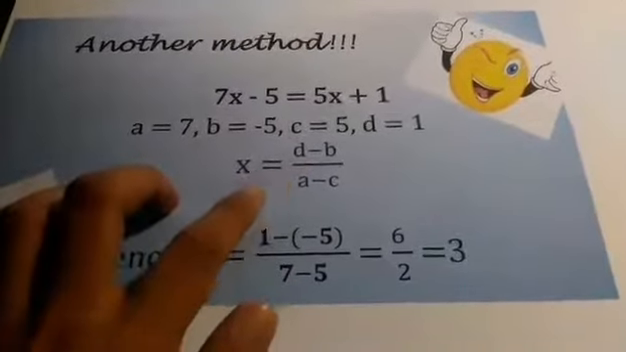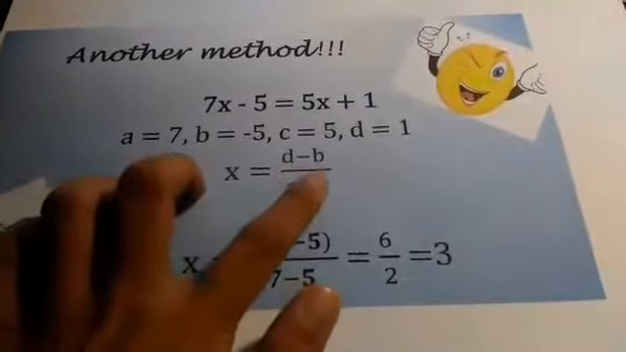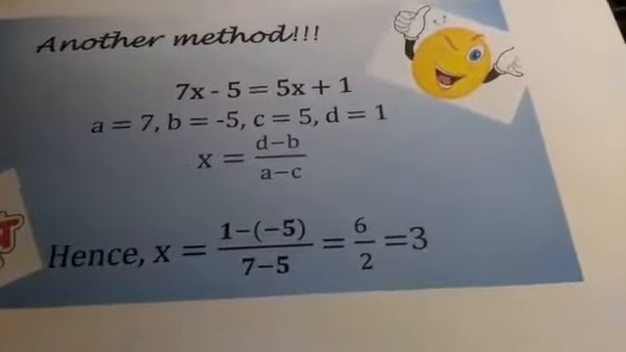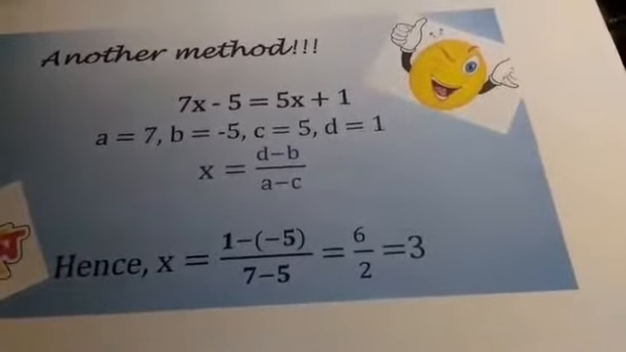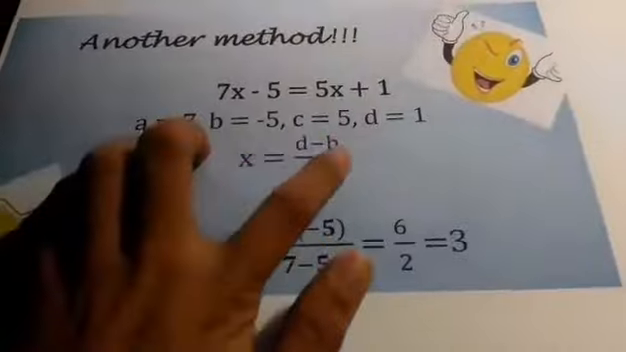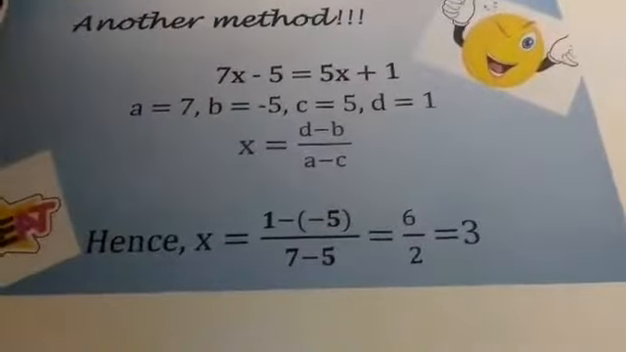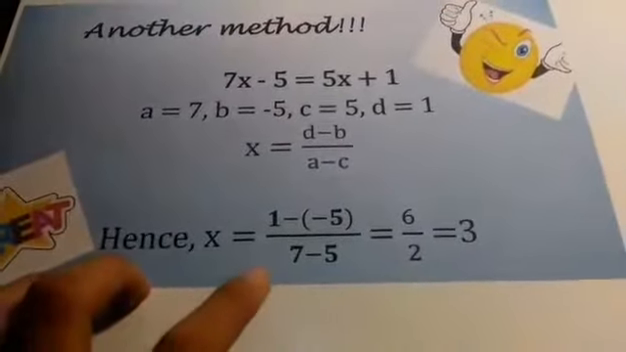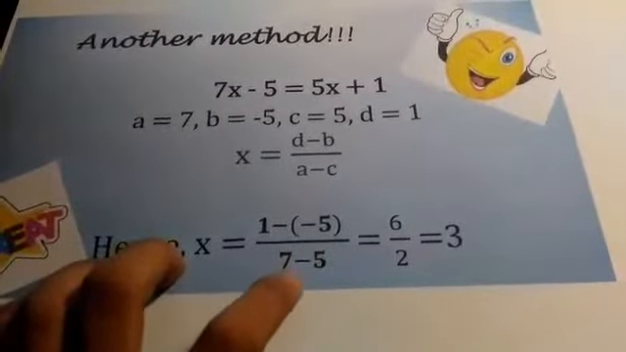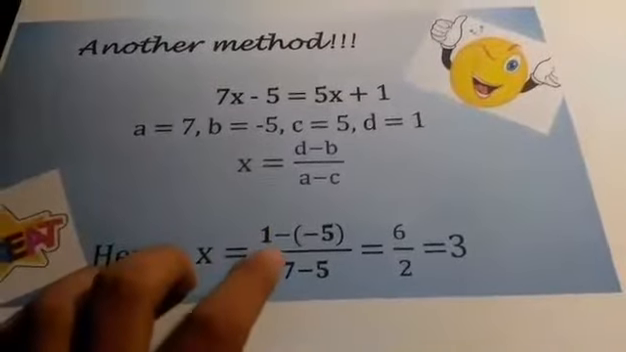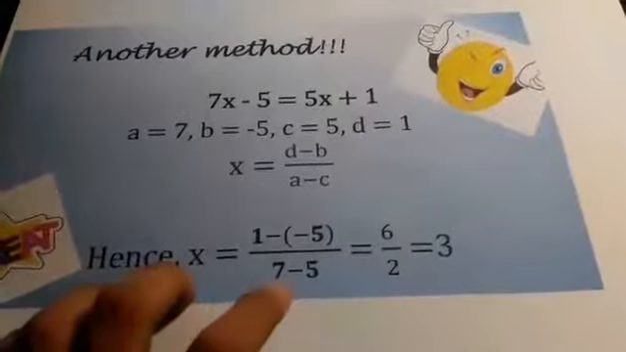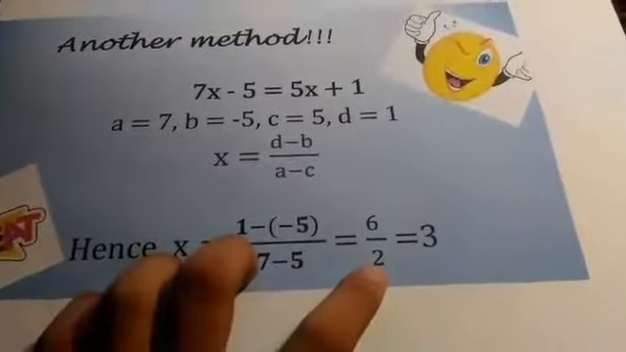All we need to do here is substitute all the values of a, b, c, and d. So here, we substitute all those values. We come up with 1 minus negative 5 divided by 7 minus 5. When we subtract 1 minus negative 5, the answer is 6. And when we subtract 7 minus 5, the answer is 2. And we divide 6 by 2, we come up with the same answer as earlier, which is x is equal to 3.